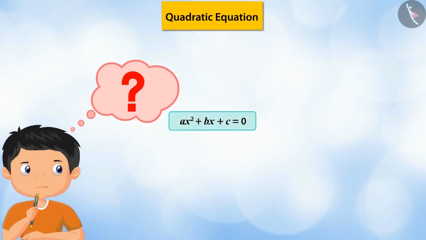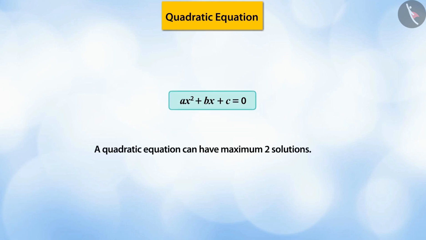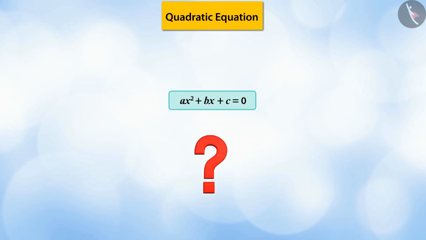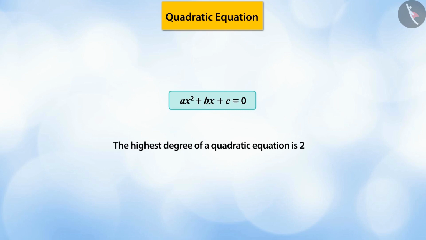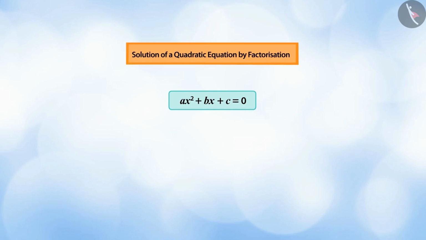Can you tell the maximum number of solutions a quadratic equation can have? Very good. It can have maximum 2 solutions. How did you know this? A quadratic equation has 2 as the highest degree. Hence, a quadratic equation can have maximum 2 solutions. Do you know how to solve a quadratic equation by using factors?